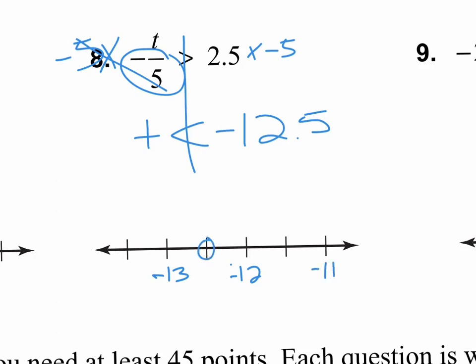And then it is an open circle because there's no equal sign underneath. And then T is on the left, so I can do my arrow rule. So it should go this way. If you didn't know that, we can check. Negative 13 is less than negative 12.5, which is true. So it would go this way, yes.